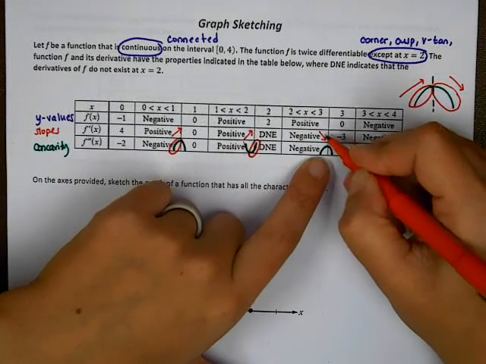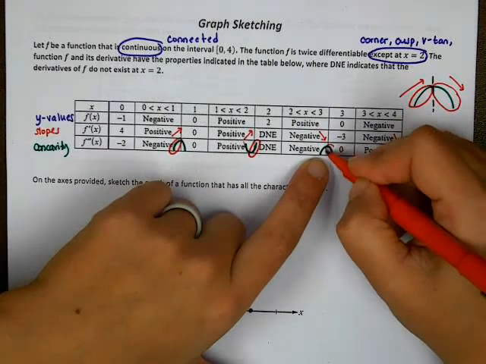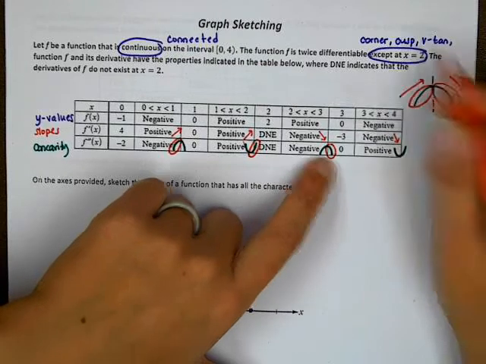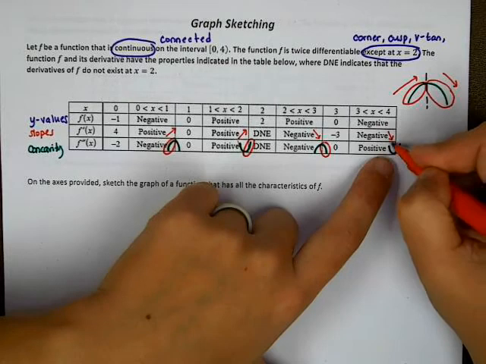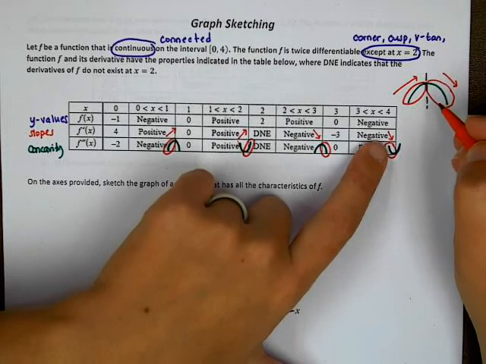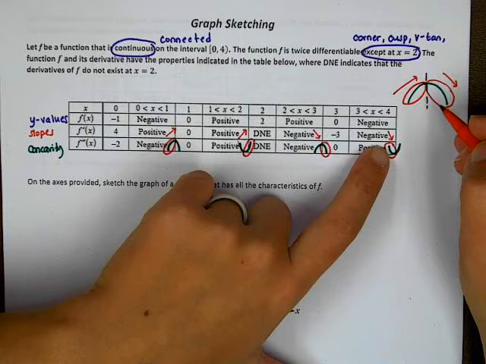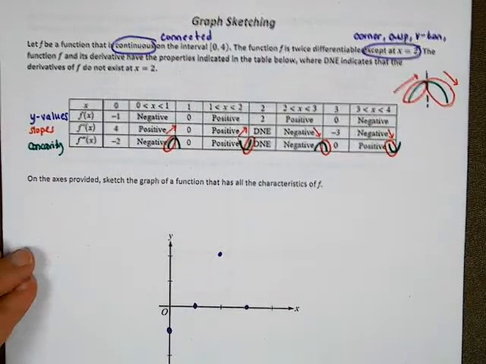On this part, I'm going downhill but I'm concave down, so it has to look like this half, because the other half is going uphill. And then this one, it's downhill and concave up, but I must be on this side because the other side is going uphill. So here's what I'm going to do.